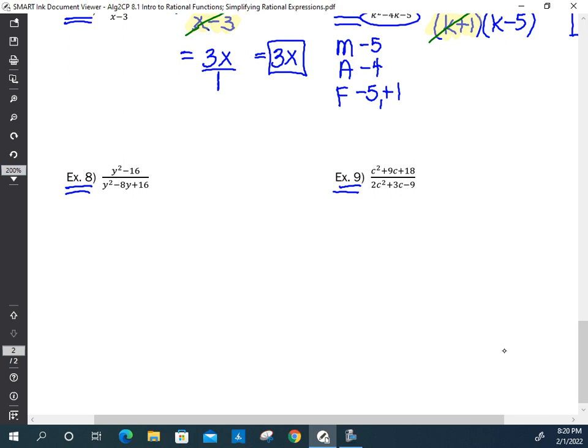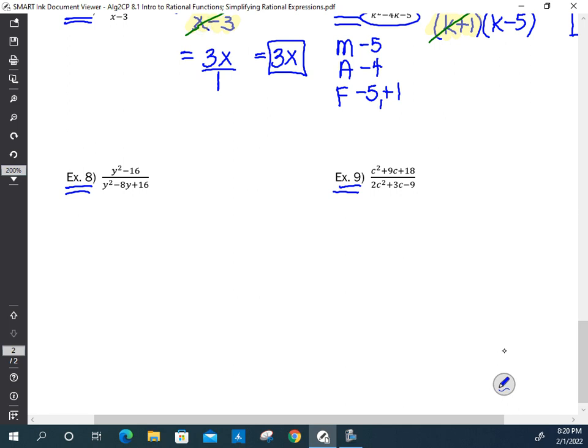Now, again, here's a warning for you. You cannot just say, oh, I have 16 and 16, I can cancel those out. You cannot do that. The top 16 is connected to y squared. The bottom 16 is connected to 8y, which is connected to y squared. So don't get into a habit of doing something that does not work. It does not work. You need to factor.